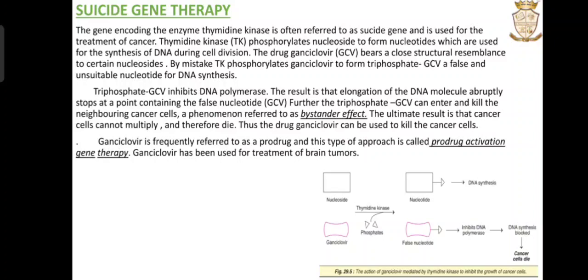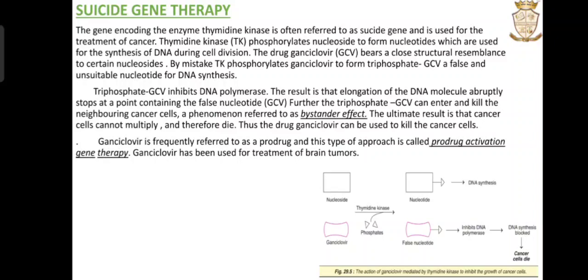By mistake, TK phosphorylates ganciclovir to form triphosphate GCV, a false and unsuitable nucleotide for DNA synthesis. Triphosphate GCV inhibits DNA polymerase. The result is that elongation of the DNA molecule abruptly stops at a point containing the false nucleotide ganciclovir. Further, the triphosphate ganciclovir can enter and kill the neighboring cancer cells, a phenomenon referred to as the bystander effect.